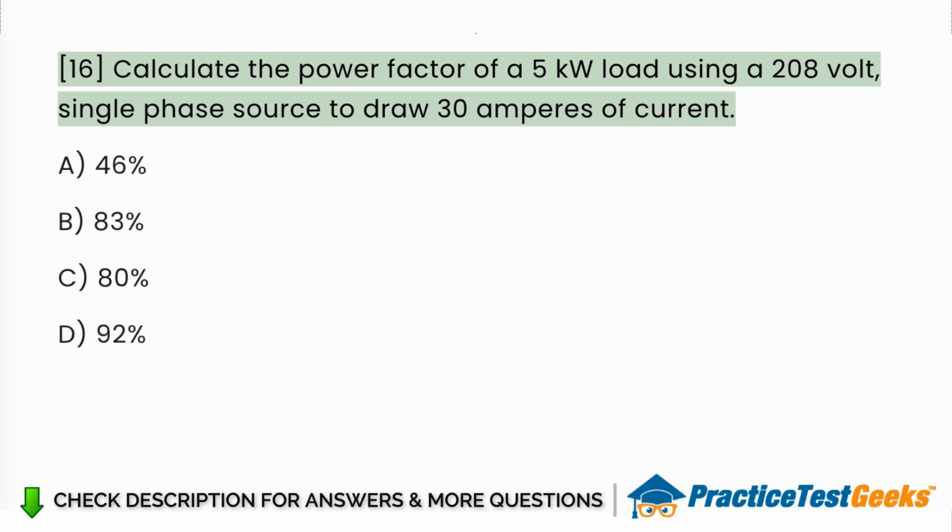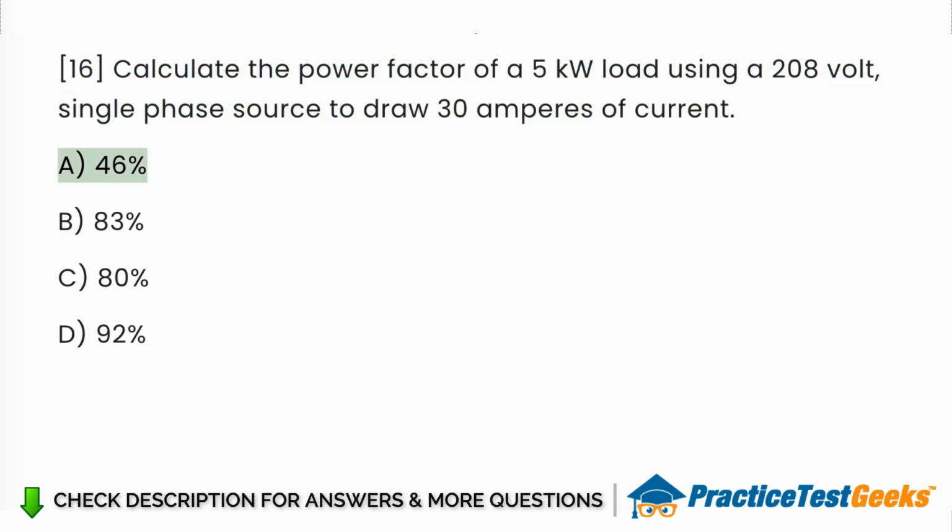Calculate the power factor of a 5 kilowatt load using a 208 volt single-phase source to draw 30 amperes of current. A. 46%. B. 83%. C. 80%. D. 92%.